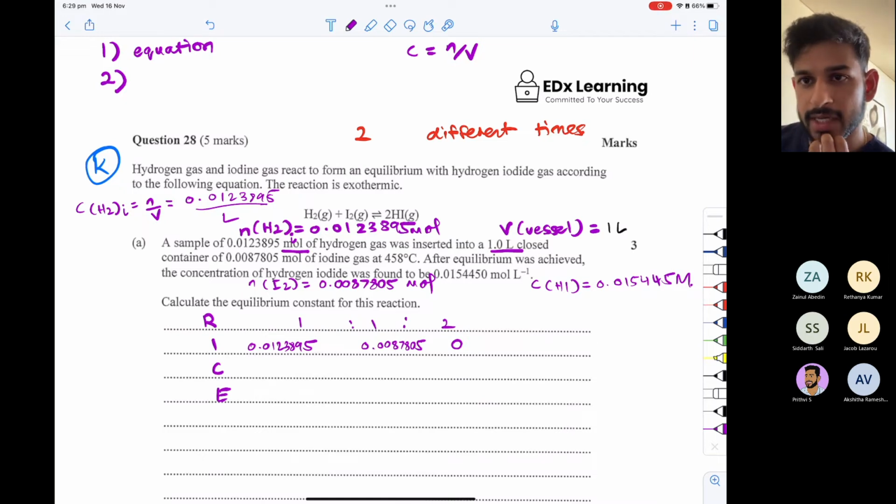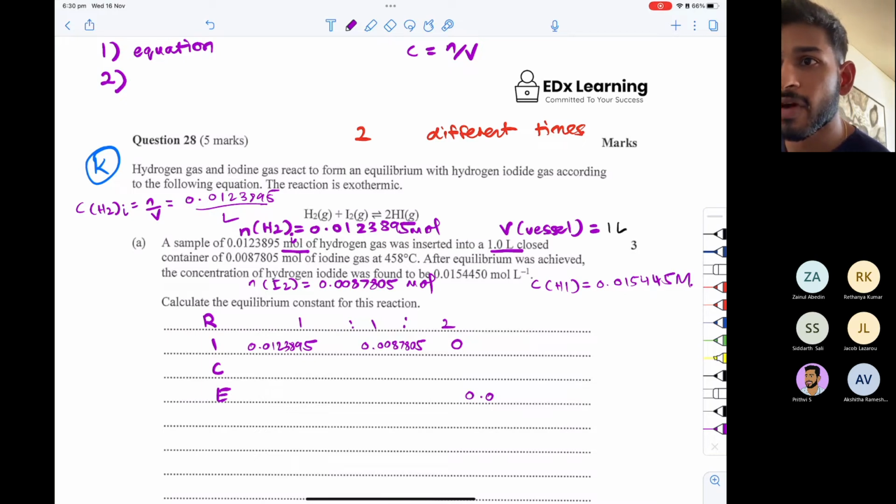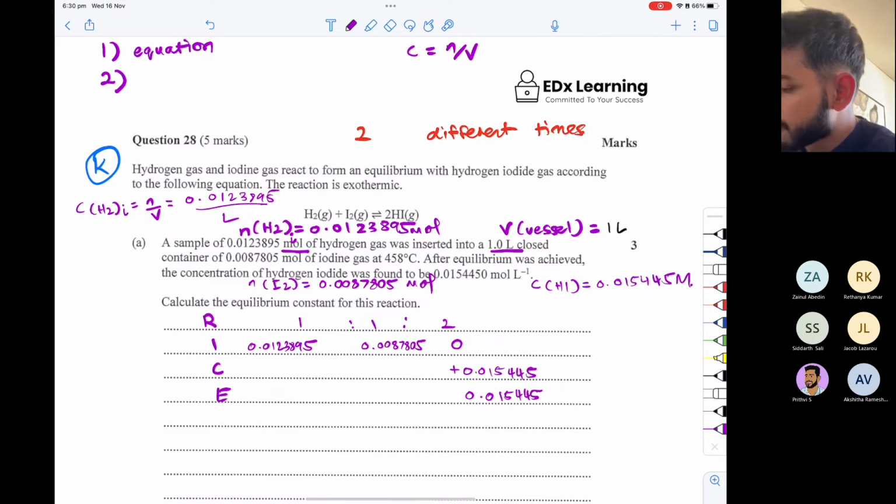Now, what about this change? We've been told after equilibrium was achieved, hydrogen iodide was found to be 0.0154445 moles per liter. So we know the change in concentration was 0.015445. How much should the other gases change by? Say no? Would it be the same?